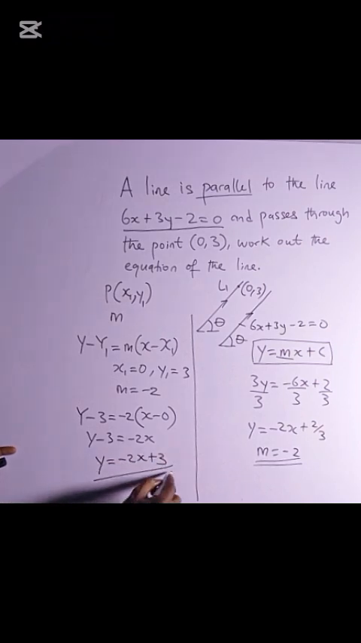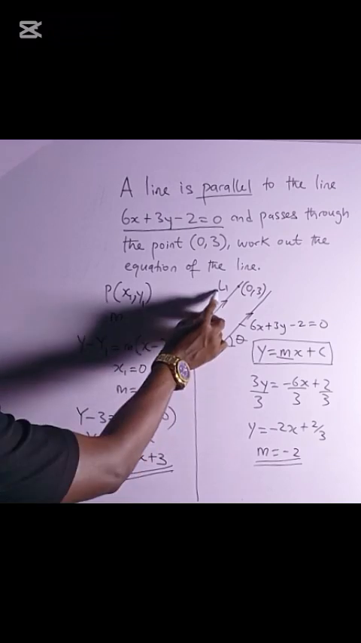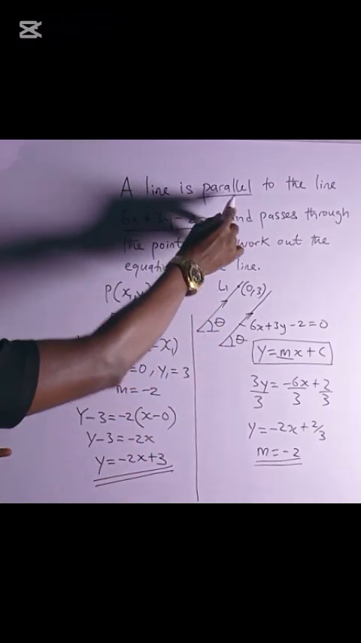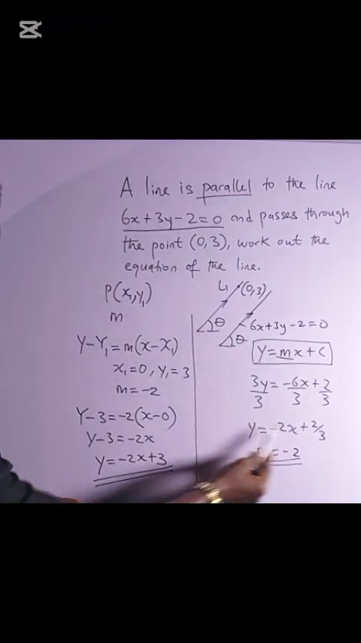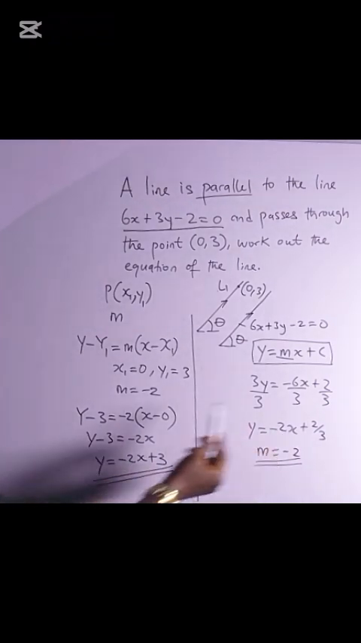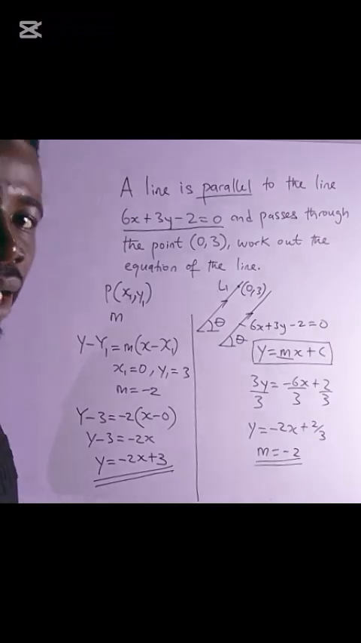Now this is the equation of this line, which was unknown, parallel to this line. So you can see that both lines have the same gradient, minus 2 and minus 2, because they are parallel.